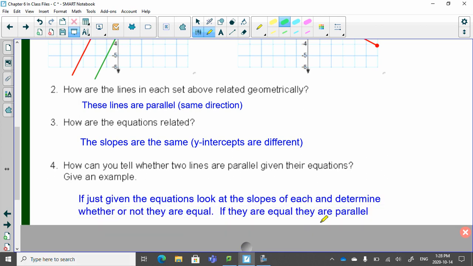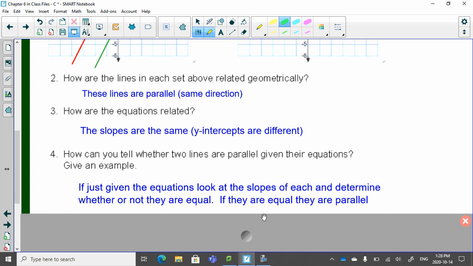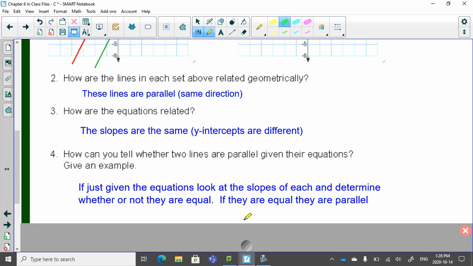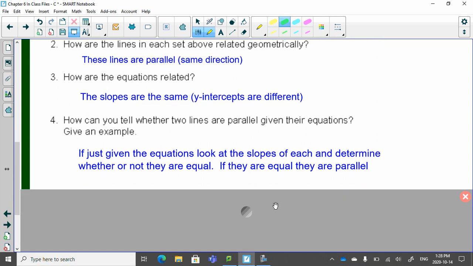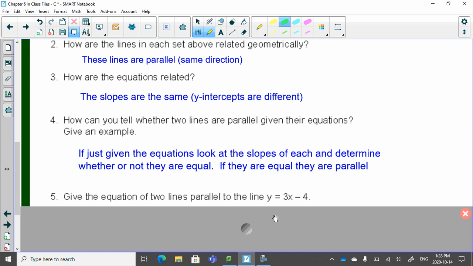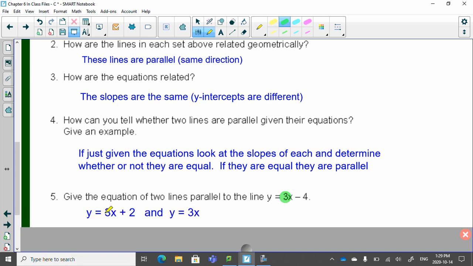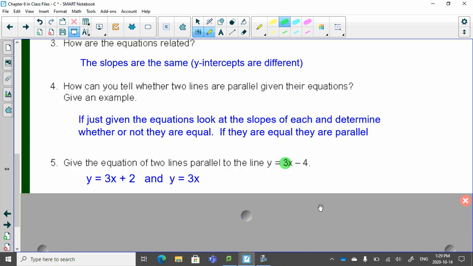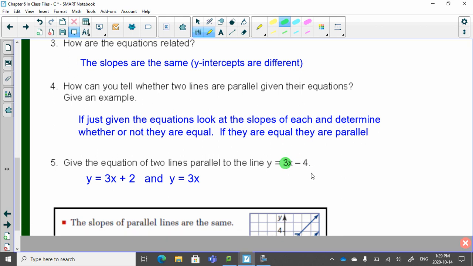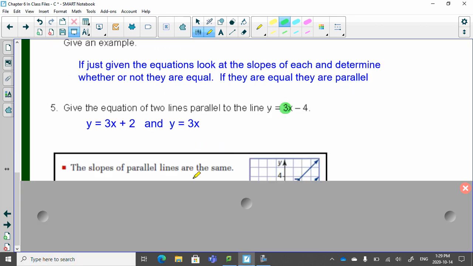When you look at their equations, make sure they're in slope-intercept form, y equals mx plus b, and then just see if their slopes are in fact the same. Do they have the same slopes? If they're equal, they're parallel. If they're not equal, they're not parallel. To give the equation of a line parallel to this, all you need to do is make sure that you have 3x. So y equals 3x plus 2 or y equals 3x. Those are parallel.